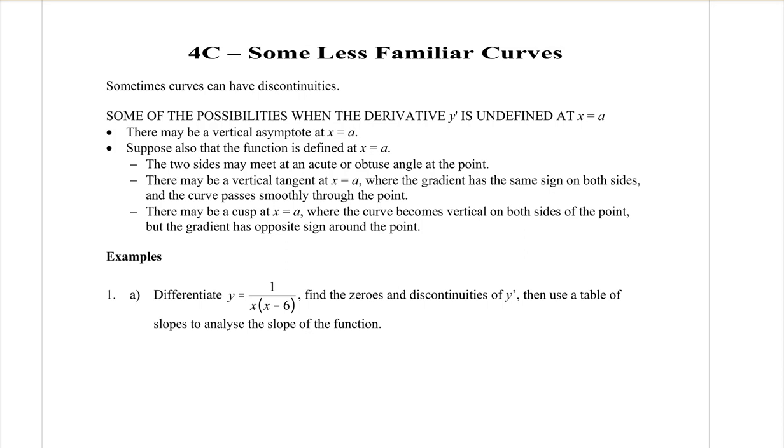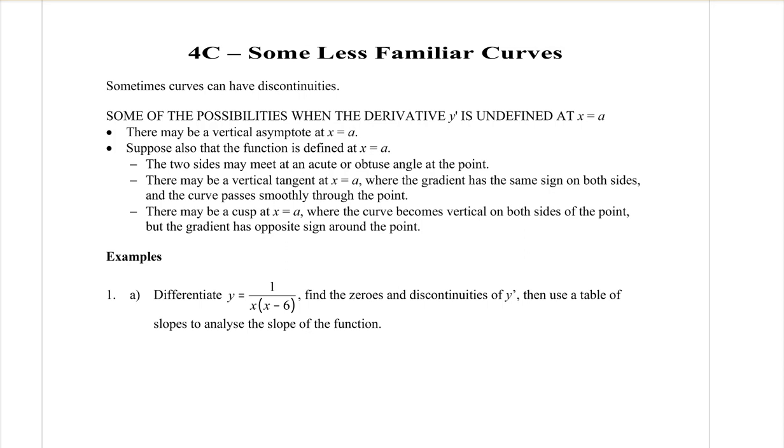And it says, suppose also that the function is defined at x equals a, so not just our asymptotes, but there are types of graphs that do exist at x equals a, but we still can't differentiate them. For example, it would be when two sides of your curve meet at an acute or obtuse angle. Or there may be a vertical tangent at that point x equals a, where the gradient has the same sign on both sides, and that curve passes smoothly through the point.